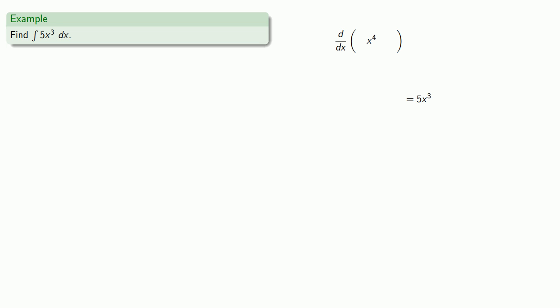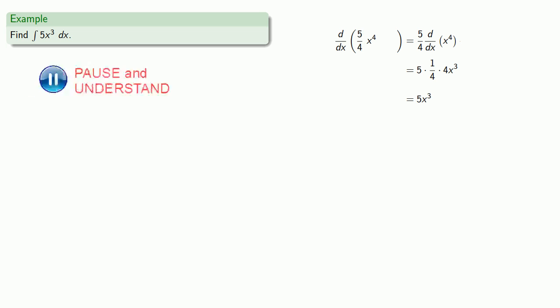If my original function was x to the fourth, then the derivative will be 4x to the third, which is exactly the same as what I want. Oh, wait, no, it's not actually exactly the same as what I want. So let's fix it. I don't want a 4 here, I want a 5 there. So let's multiply by 1/4, that'll take care of the 4, and then multiply by 5, which will put in the 5. And because these are constants, I can multiply them together, and I can move them into the differentiation.